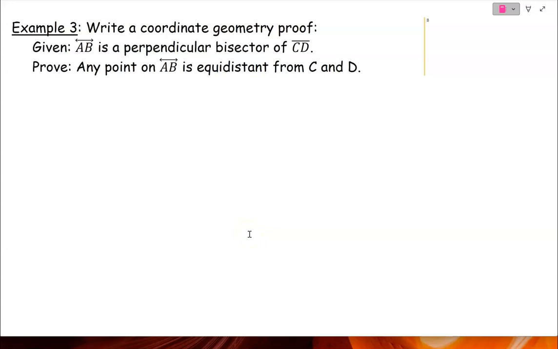Okay, so for our last example today, we're going to prove the perpendicular bisector theorem, which says that any point on a perpendicular bisector of a segment is equidistant from the endpoints of the segment.